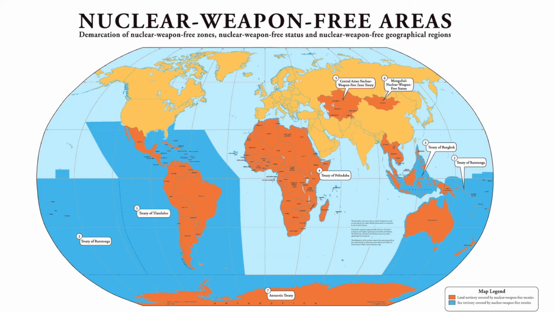On the map of the zones, you'll see that they cover the entirety of the southern hemisphere, and one zone is located entirely in the northern hemisphere. That's the Central Asian Nuclear Weapon Free Zone. So that's almost half of the globe still left uncovered, and there have been proposals for new nuclear weapon free zones since at least the 1970s.